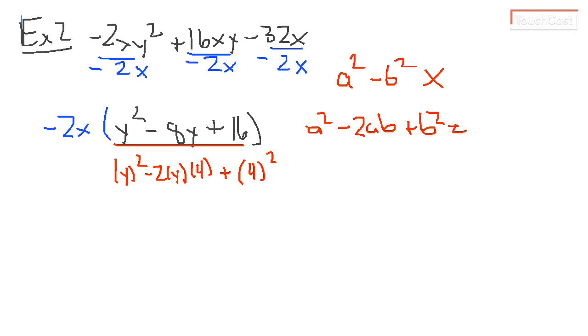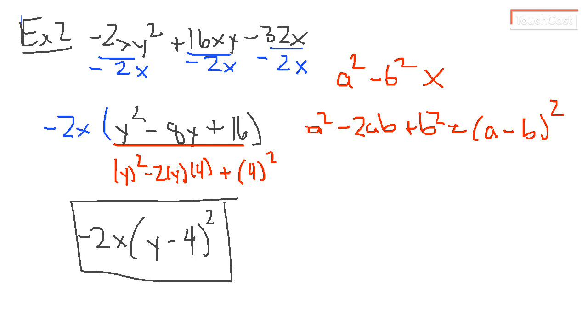That means this is going to factor to a. We take the middle sign, so minus b, and we square it. So to factor this completely, our answer is going to be our negative 2x we factored as a GCF times a, this time is y. Our middle sign is minus. B this time is 4. And we square that binomial. So negative 2x times y minus 4 squared.